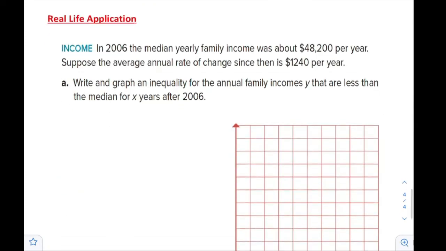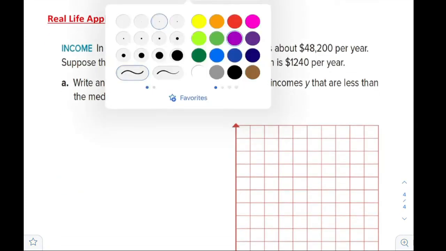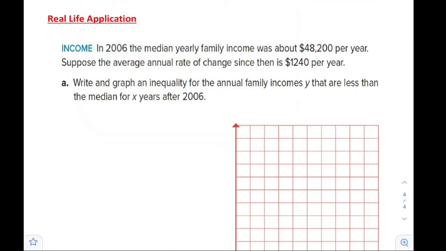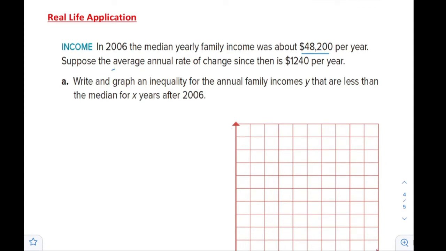Let's apply here what we understood to a real life application. In 2006, the median yearly family income was about $48,000 per year. Suppose the average annual rate since then is $1,240 per year. So this one is changing per year. Write and graph an inequality for the annual family incomes y that are less than the median for x years after 2006. So what shall we do?